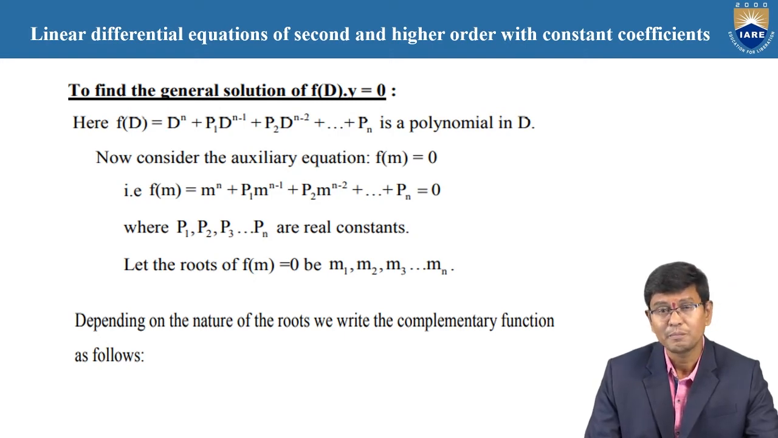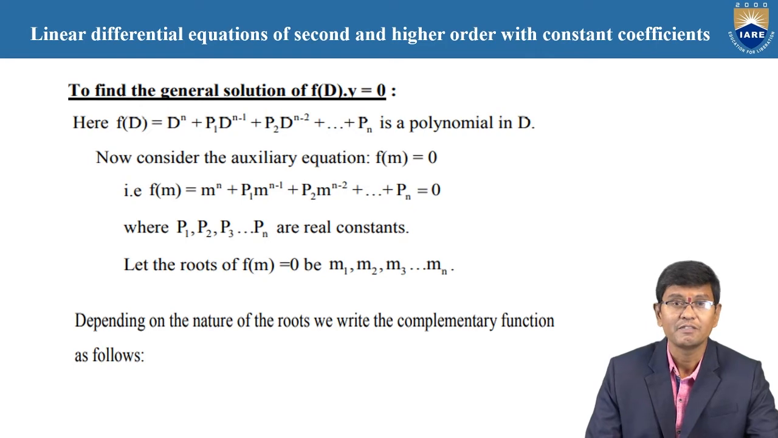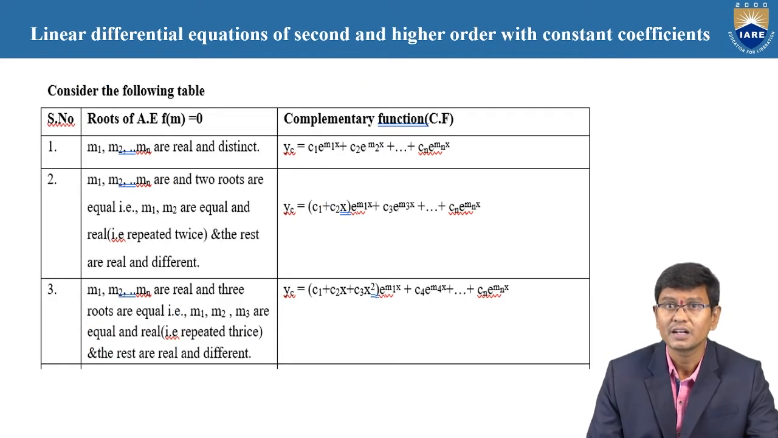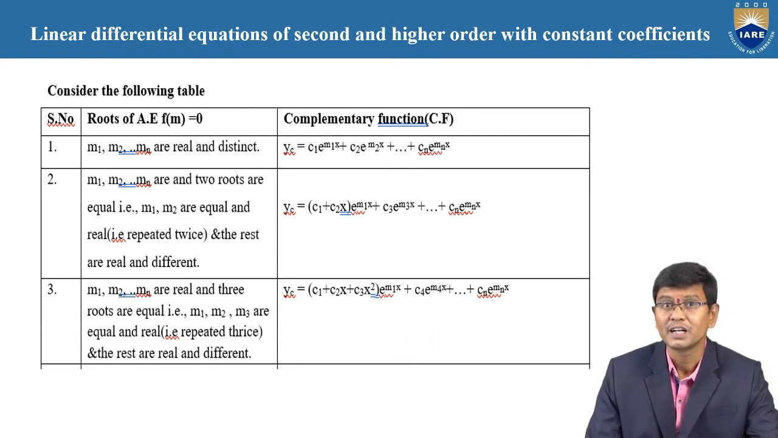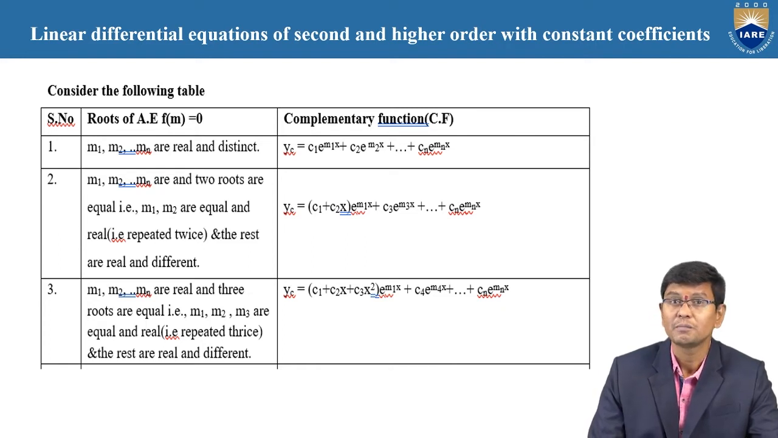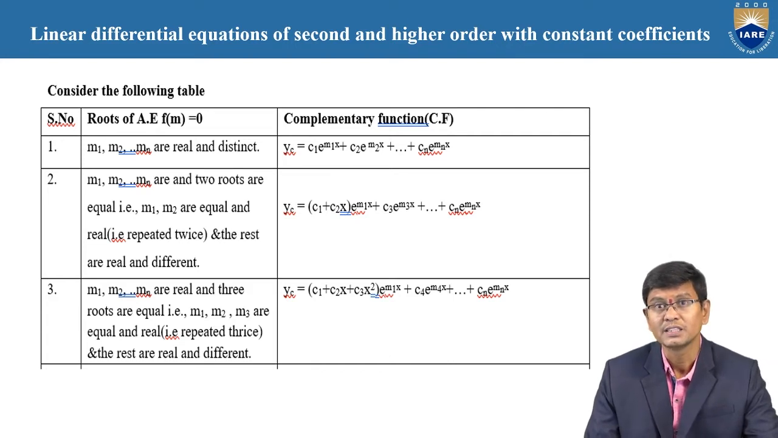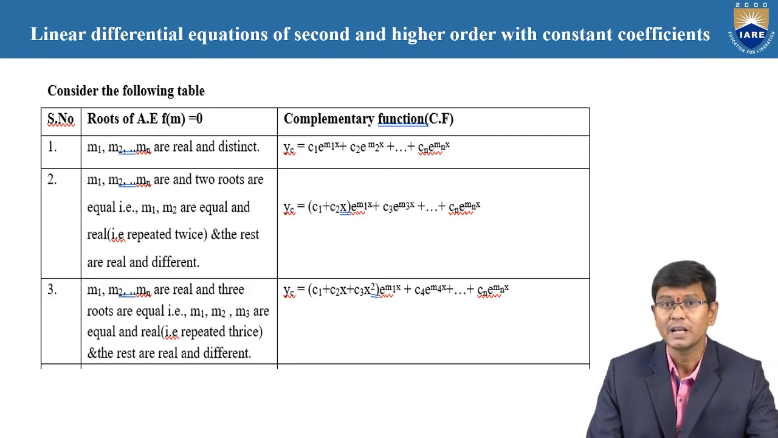Depending upon the nature of the roots, we write the complementary function as follows. Solving f(m) = 0, if the roots are real and different, that means m1, m2 and so on are different values, then the complementary function is yc = c1 e^(m1 x) + c2 e^(m2 x) + ... + cn e^(mn x).